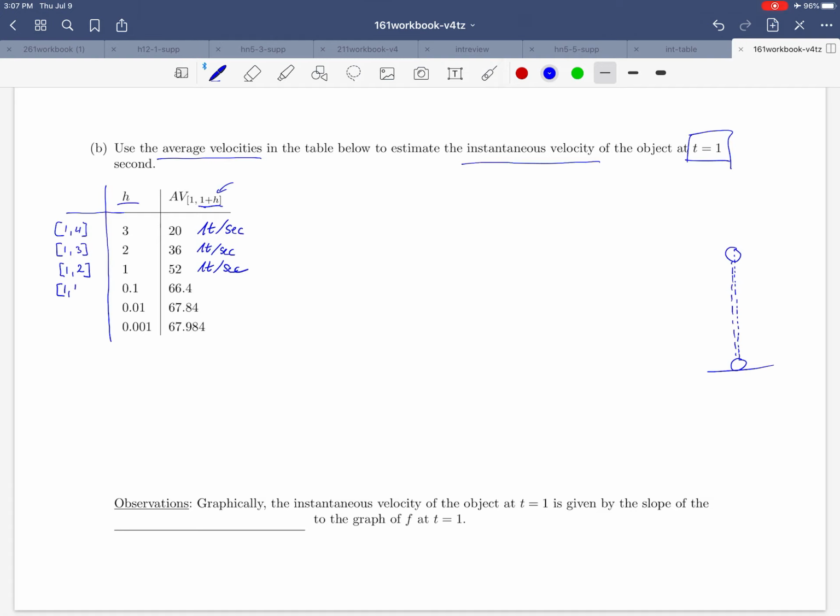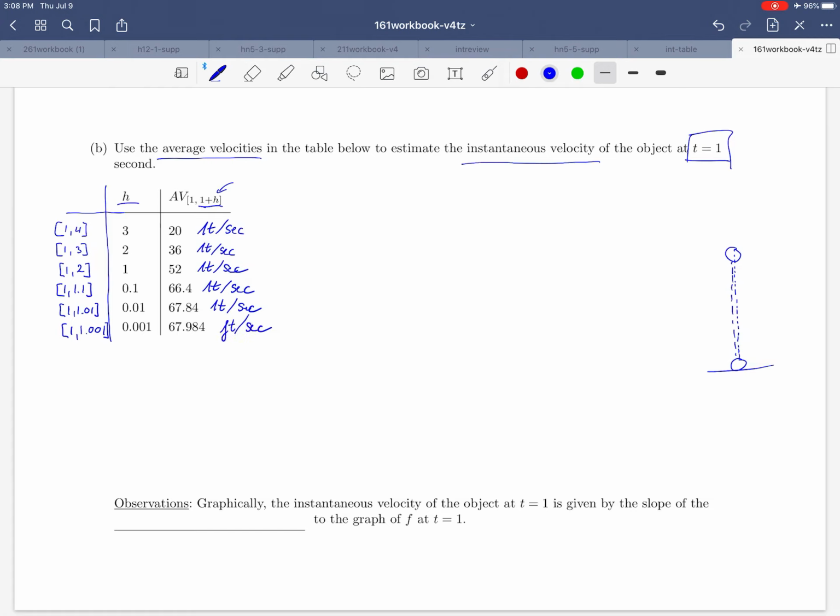So what is happening here? I'm going to write down the other time intervals. From 1 to 1.1 seconds, from 1 to 1.01 seconds. So they're getting shorter and shorter. And the last one is 1 to 1.001 seconds. That is just 1/1000th of a second that this time interval lasts. And on those remaining time intervals, we have velocities of 66.4 feet per second, and then 67.84 feet per second, and finally 67.984 feet per second.